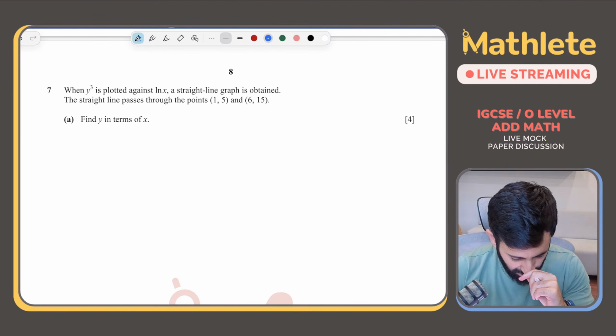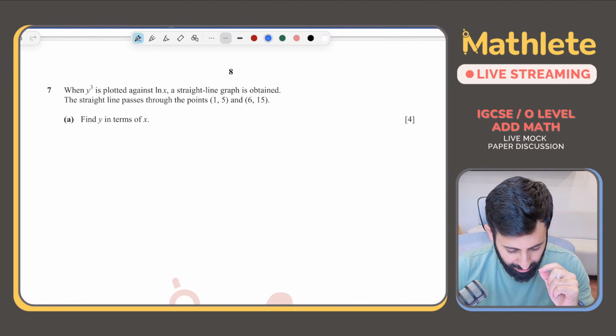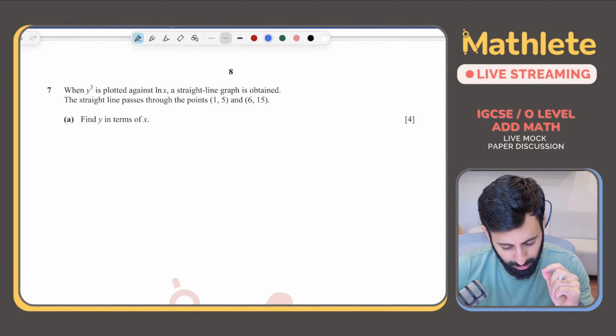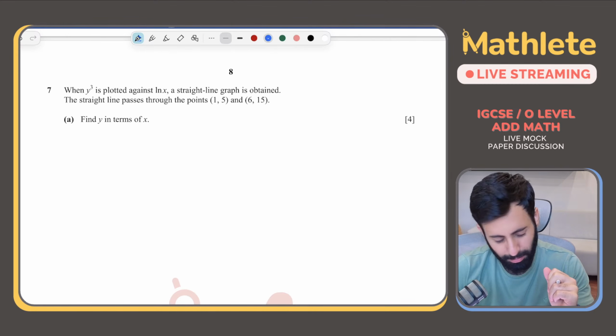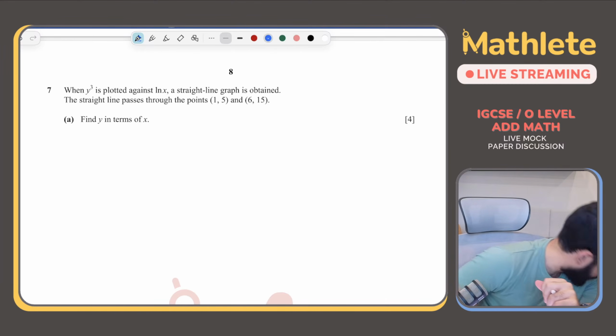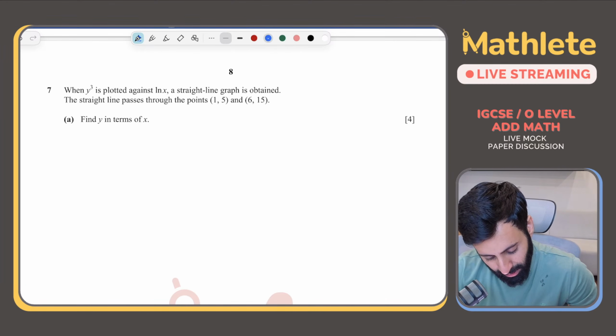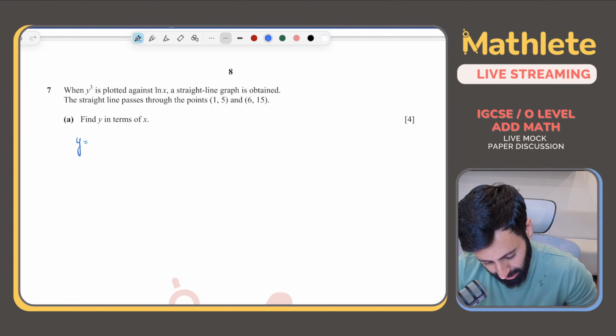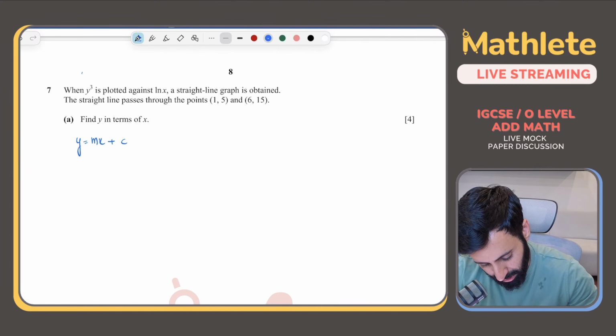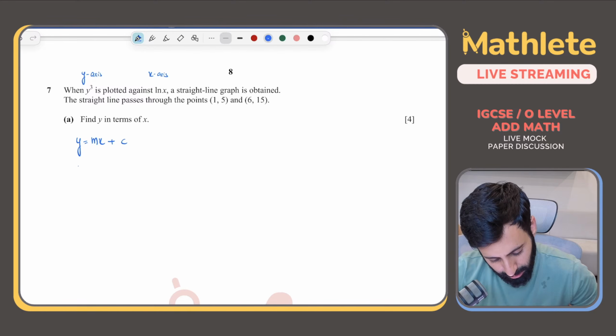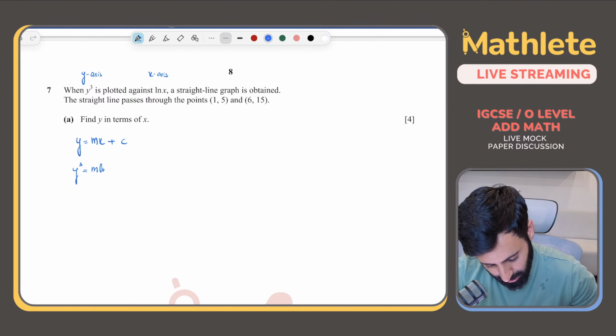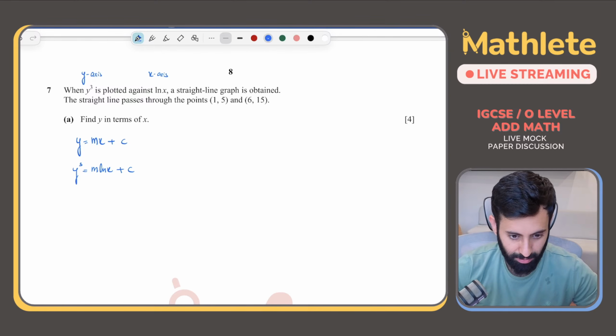Alright, so when y cube is plotted against ln x, a straight line graph is obtained. The straight line passes through the points (1, 5) and (6, 15). So y equals mx plus c is where the story starts. This is what we have on the y-axis, and this is what we have on the x-axis. So we're going to replace y with y cube, replace x with ln x, and then the plus c as it is.